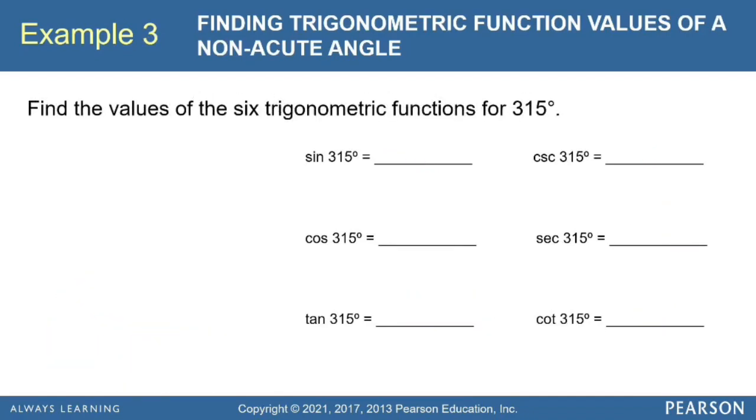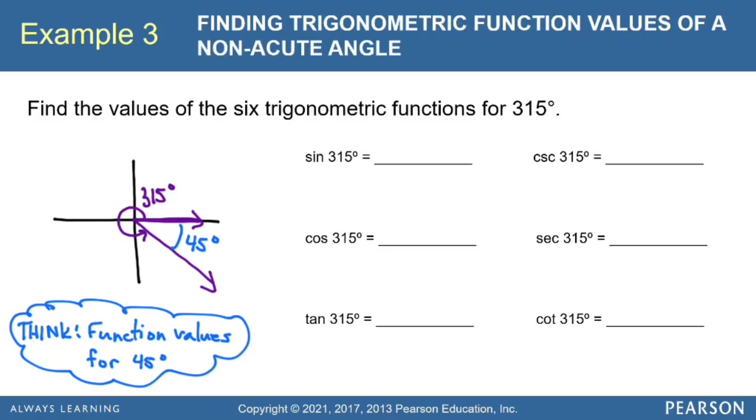Here's example 3. Let's do the same thing for 315 degrees. So we're going to draw ourselves a 315 degree angle. That will be a quadrant 4 angle. And from that we can see that the reference angle will have to be 45, because 360 minus 315 is 45 degrees. Now because the reference angle is 45 degrees, we are going to think about the function values for 45 degrees to come up with these answers for 315 degrees. So let's determine for each one positive or negative first, and then the value.